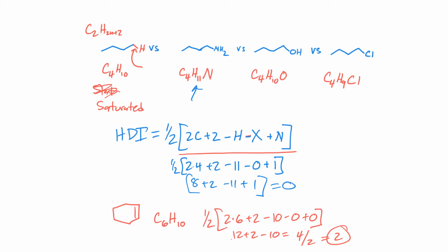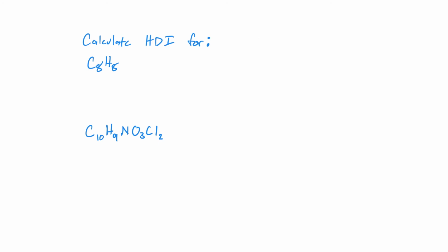And of course, I hope you agree with that. We have an alkene right here, and we have the ring. So we have 2 potential double bonds and or rings present in this molecule. Let's look at these 2 formulas for more practice calculating the HDI.